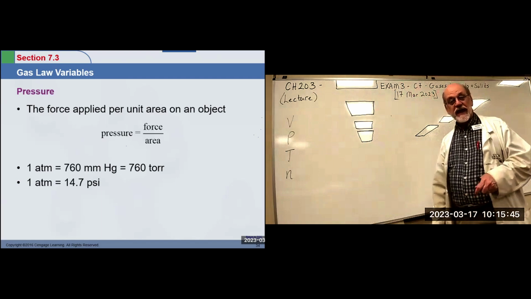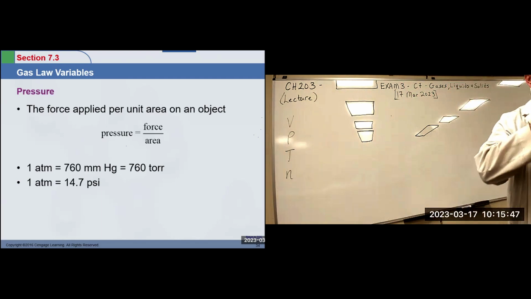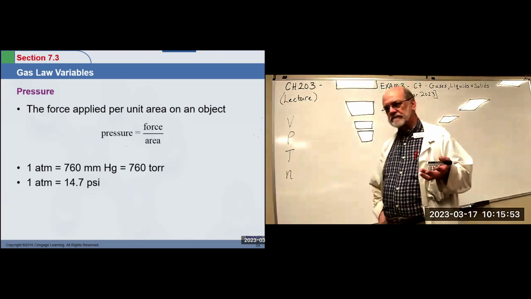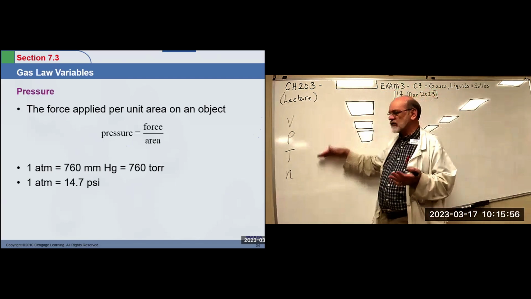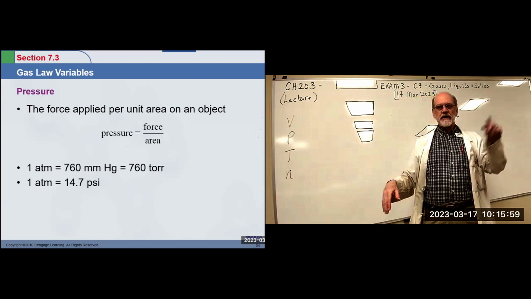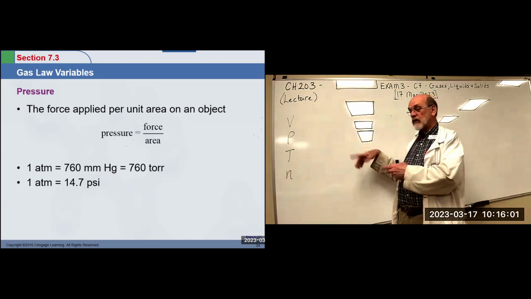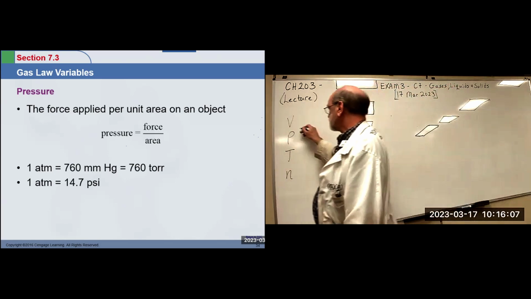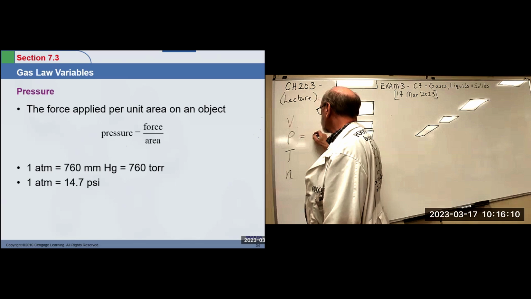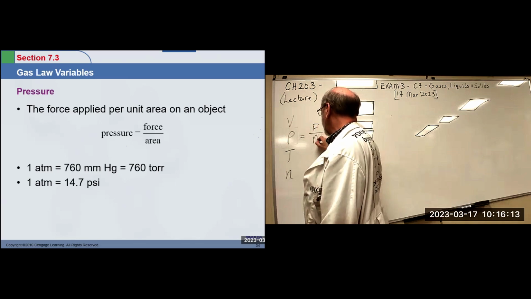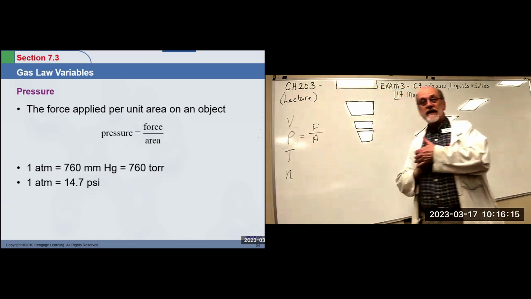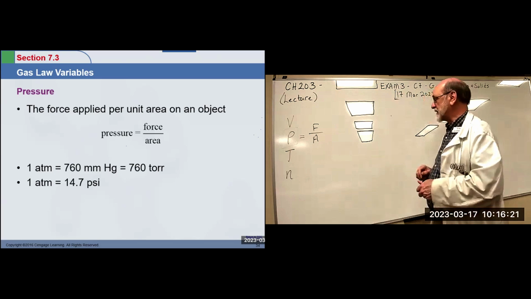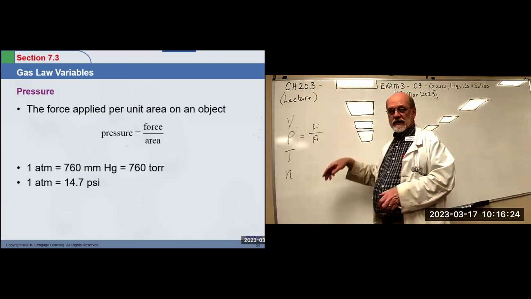Now we need to standardize these terms so that if I do an experiment and I list these values for my gas, then somebody on the other side of the planet, when they see my data, will understand what I mean. So we'll start with pressure. Pressure is equal to a force per unit area. So in that respect, pressure is an intensive property. It measures force per unit area.